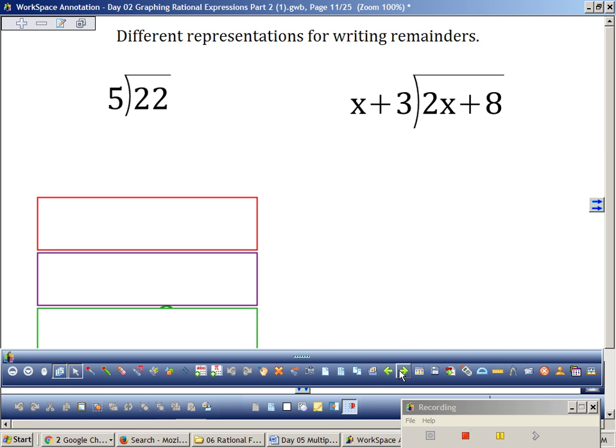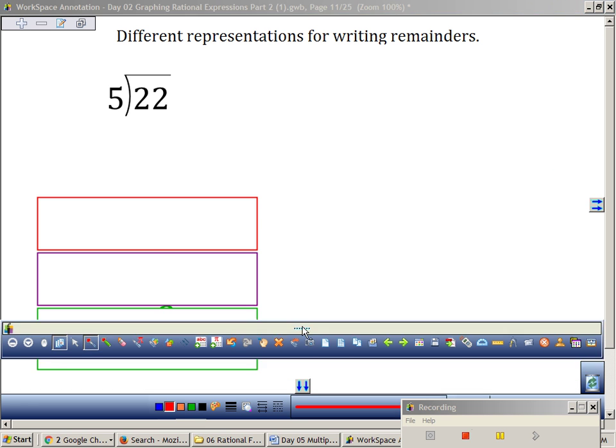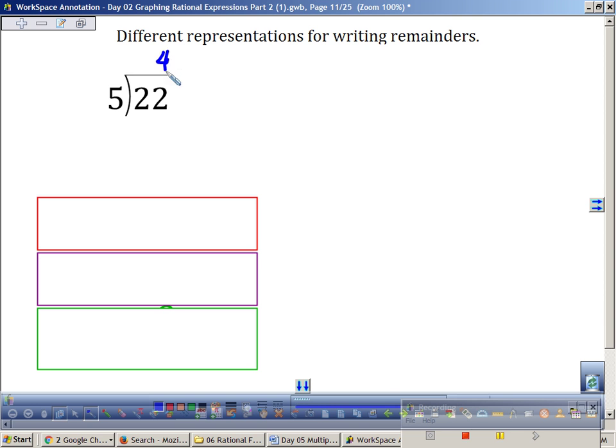So let's go here. Okay, 22 divided by 5. Let's actually do the math on this one. So 5 goes into 22 4 times. 4 times 5 is 20. Draw the line, change the sign. We've got 2 left over.